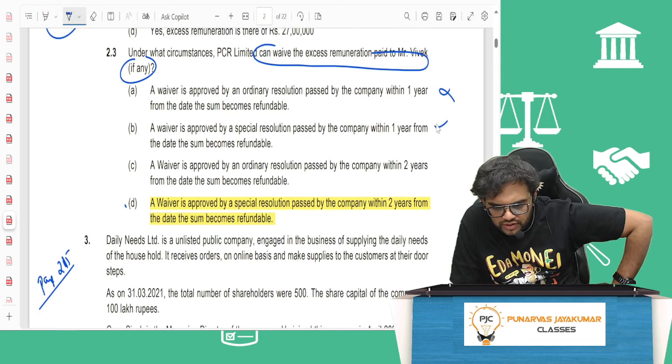1 year, wrong. Ordinary resolution, wrong. Should be special resolution.